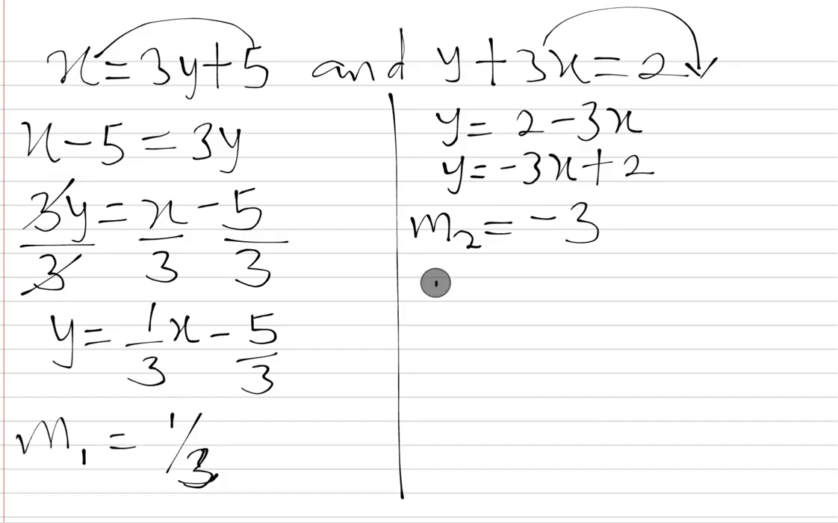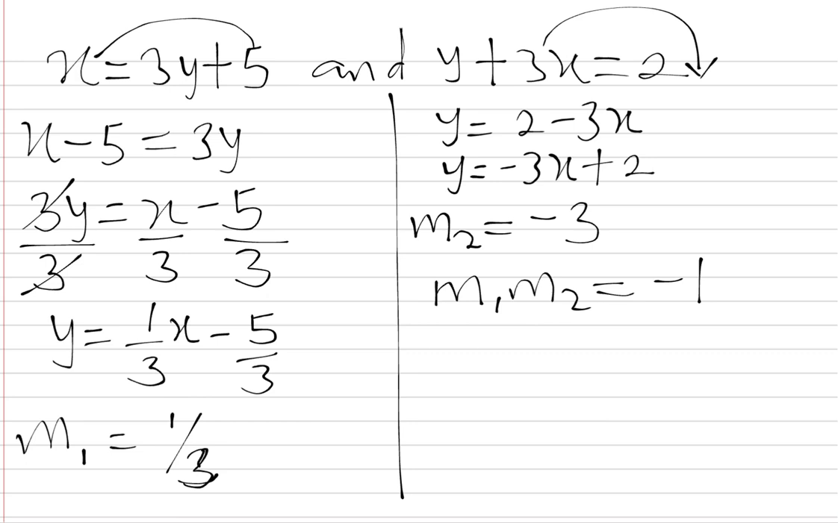So now let's check if m1 times m2 will give us -1, because I can already see from here that they are not parallel because their gradients are different. If their gradients are different, that already tells me they are not parallel. So the next thing for me to do is to check if they are perpendicular. And how will I know? Very simple. Let's find the product of these two. If it gives me -1, then they are perpendicular.